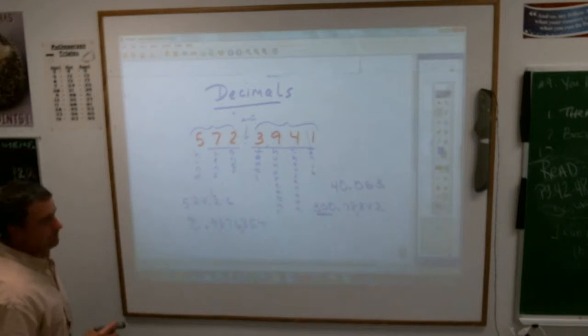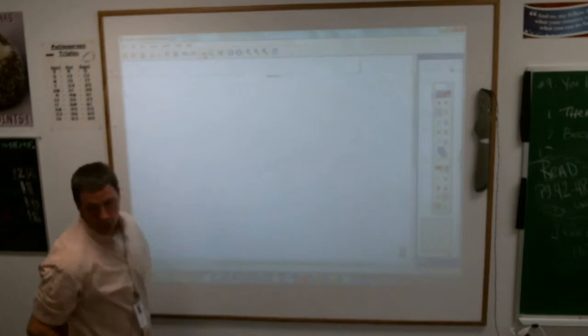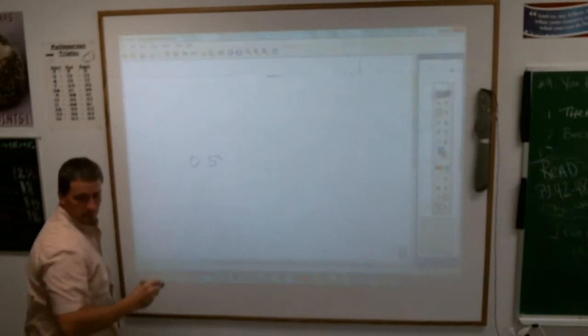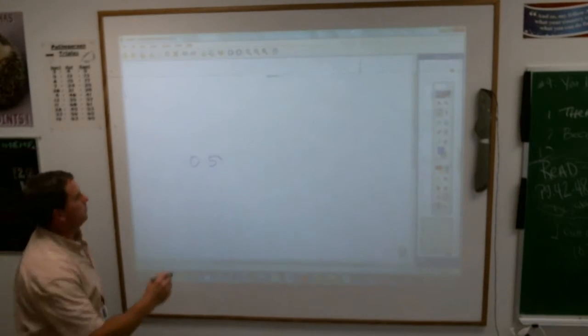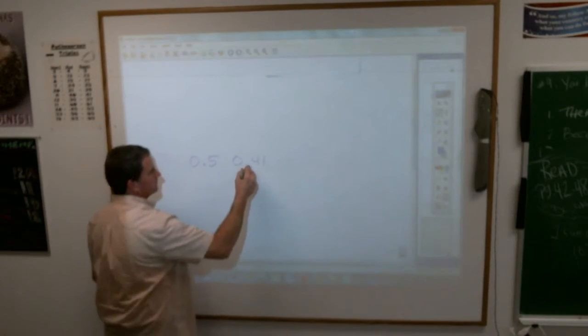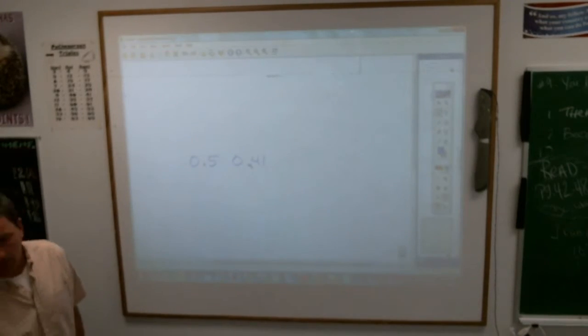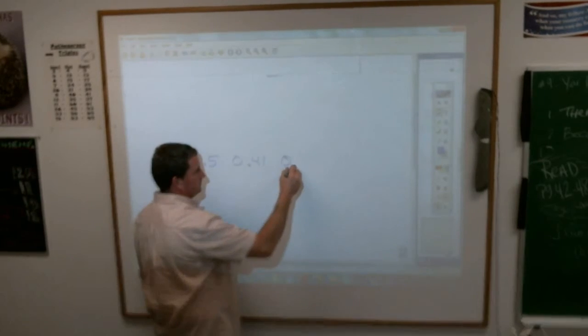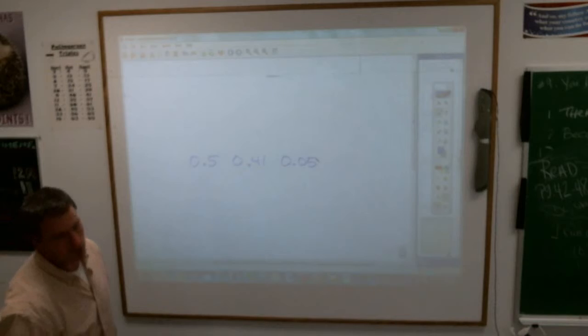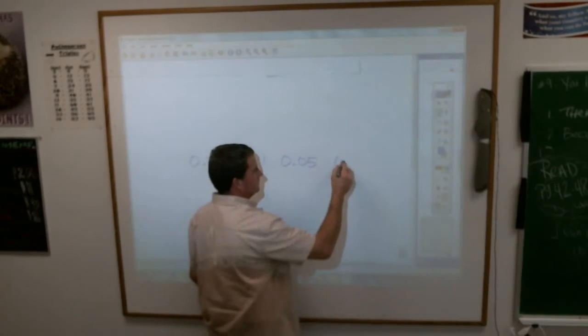Alright, what about this? Right out of the book it says to arrange these from least to greatest: 0.5, 0.41, 0.05, and 0.405.